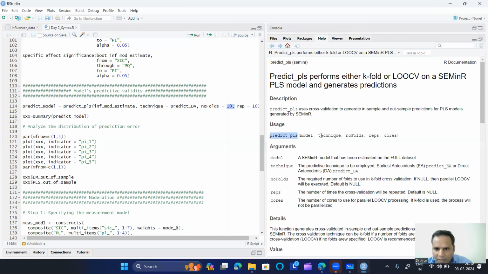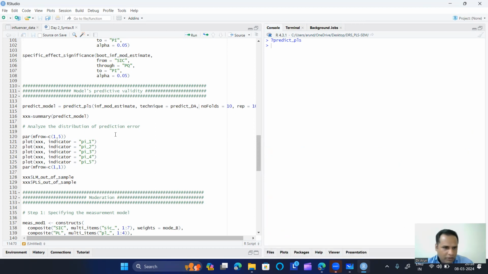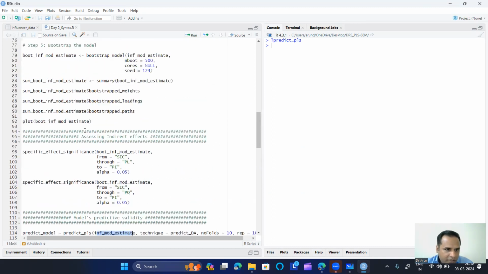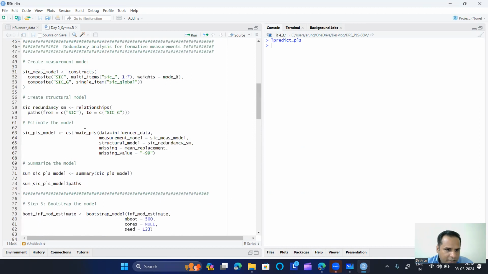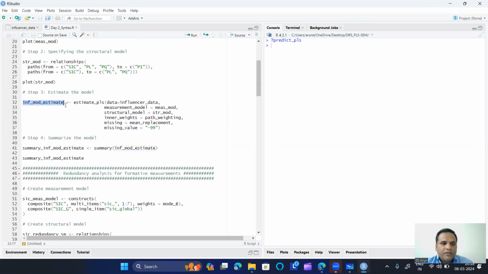A simple one-line command. So now, friends, I want to estimate the SIC purchase intention model, the parallel mediation model. I want to check its predictive power. So how to check it? See the command. This is a vector, predict underscore model, and to the left-hand side, this is the function, and this is the inferred model estimate. Let me show you where it is. It is here. Step 3.